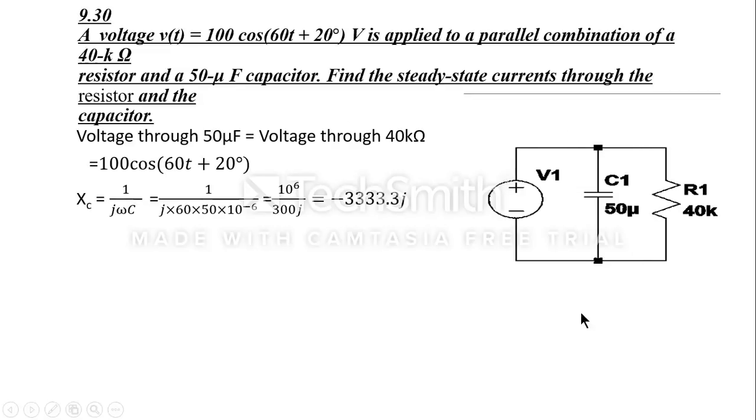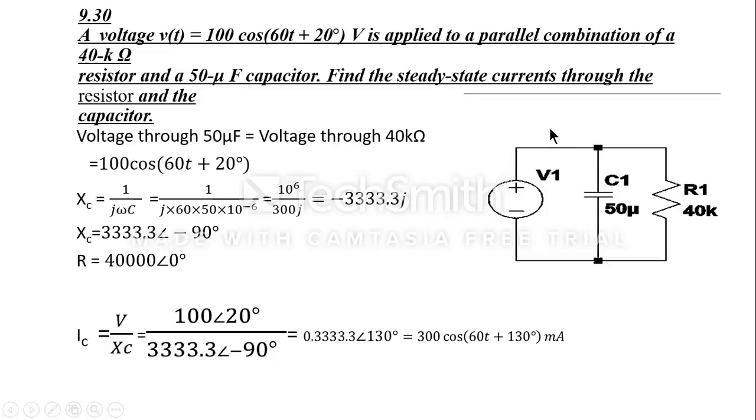Now, the capacitor impedance can be found using the formula 1 by j omega C, where omega is equal to 60 and C is equal to 50 into 10 power minus 6. Substituting these values, we get minus 3333.3 j. Here, minus and the j component implies minus 90 degrees. So the capacitor impedance written in polar form is 3333.3 with a phasor angle of minus 90 degrees. Now, resistance can be written as 40,000 with a phasor angle of 0.